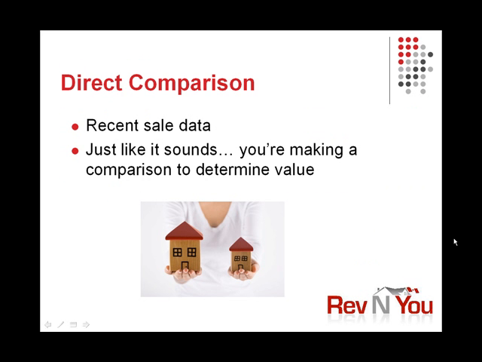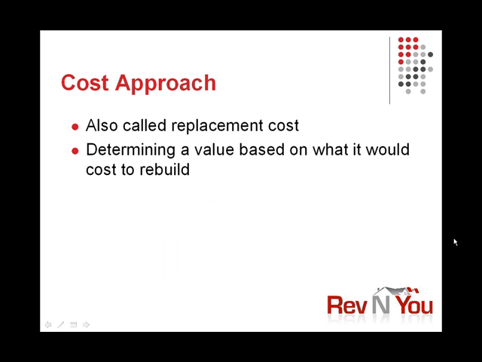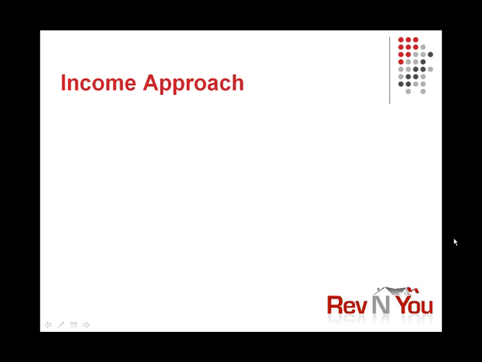Direct comparison approach uses the recent sale details of similar properties for comparables, just like it sounds. And this is what's very common in residential. Then there's the cost approach, also called the replacement cost approach. It's just like how it sounds, determining a value based on what it would cost to rebuild or replace that property. What's most common in commercial, however, is the income approach.